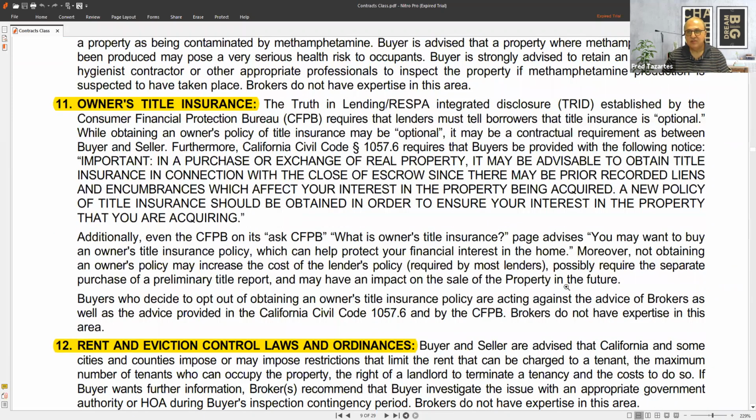Owner's title insurance protects you to make sure there are no liens or anything on the property, make sure there's no outstanding grant deeds. So it protects you going forward with this property to make sure no one's going to come back and say, wait a minute, I really own this property. How did you get it?